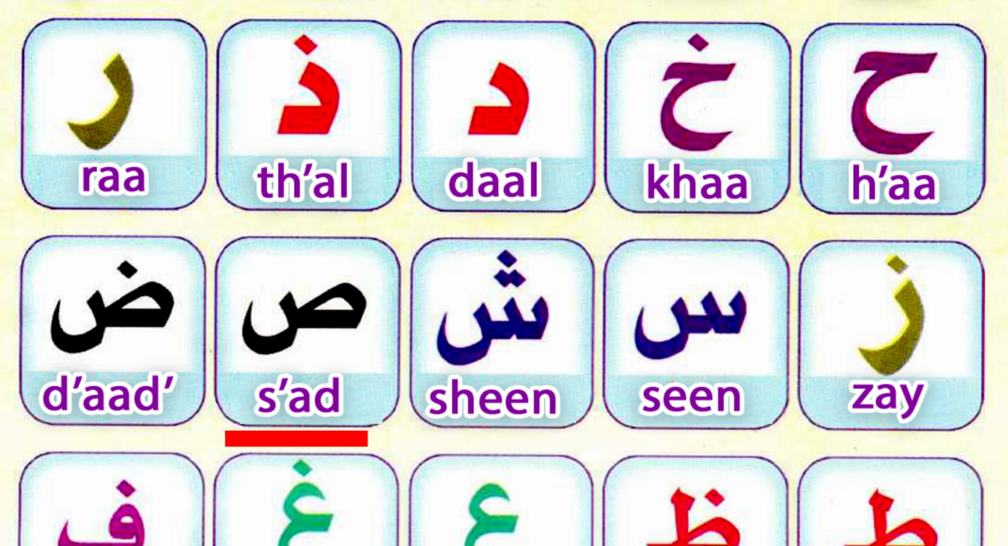Here we got the letter sad. Sad, it's a heavy letter. We don't say sa. No, it's sad. With the dot on top, it's dad.